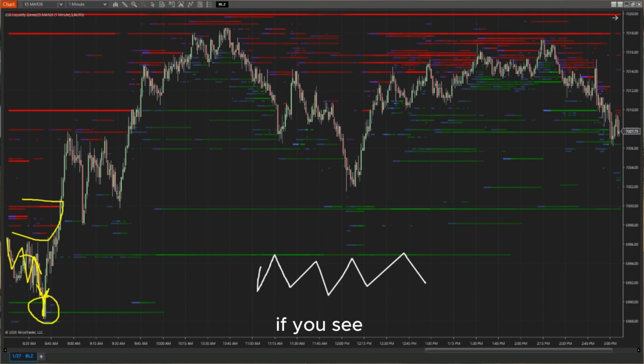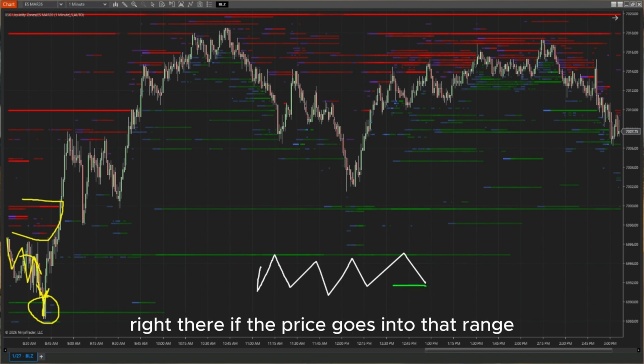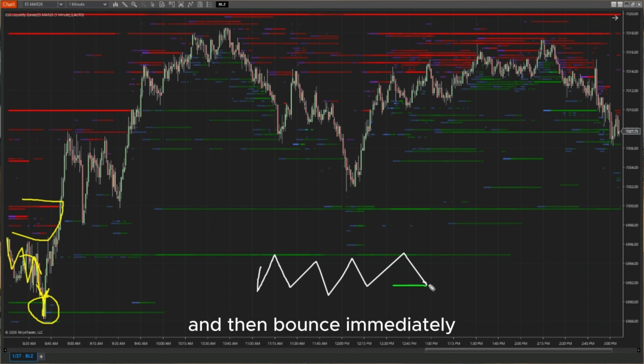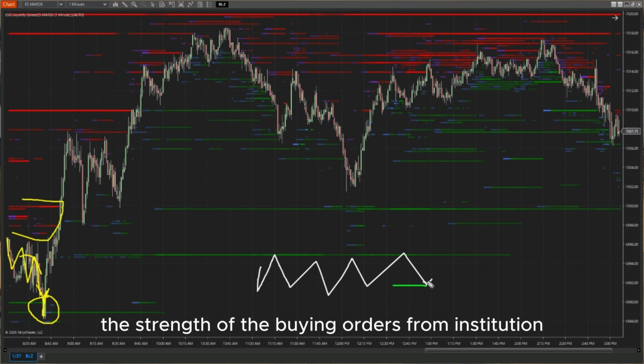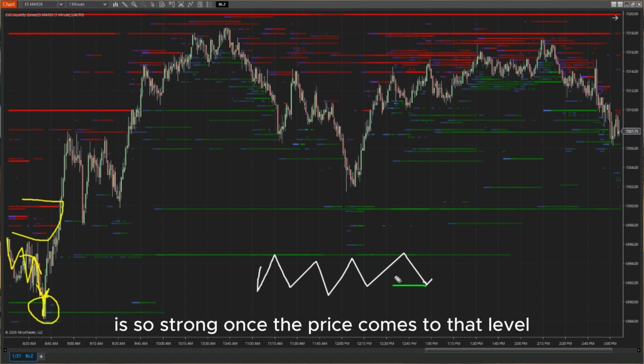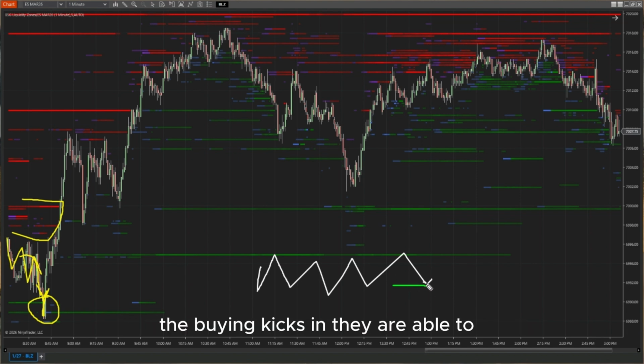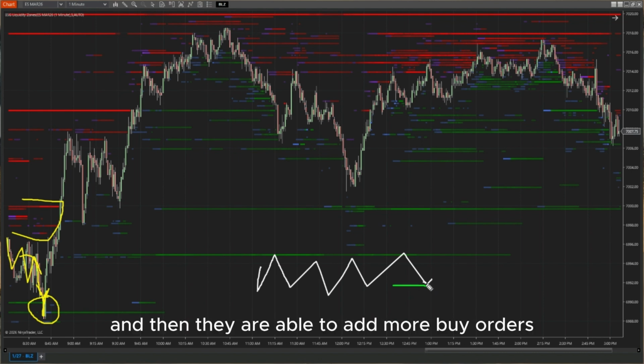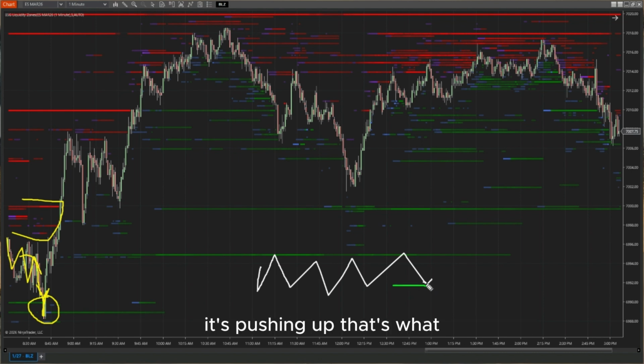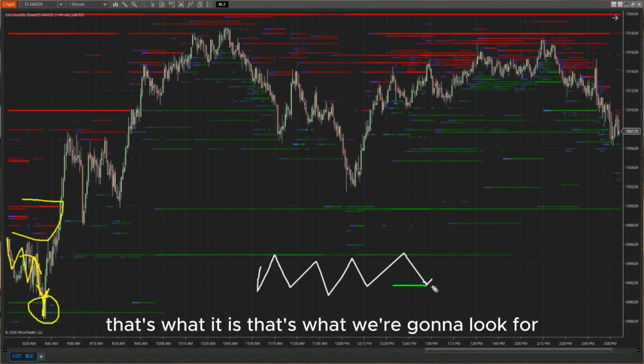consolidating, right? If you see a line that starts printing, buyers' liquidity coming up right there. If the price goes into that range and then bounces immediately as soon as it touches that particular liquidity, what it means is the strength of the buying order from institutions is so strong. Once the price comes to that level, the buying kicks in. They are able to fill the order, and then they are able to add more buy orders. It's pushing up. That's what we're going to look for.